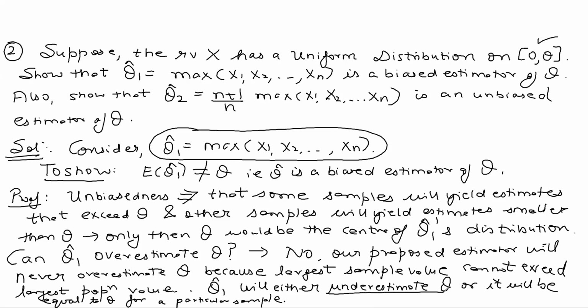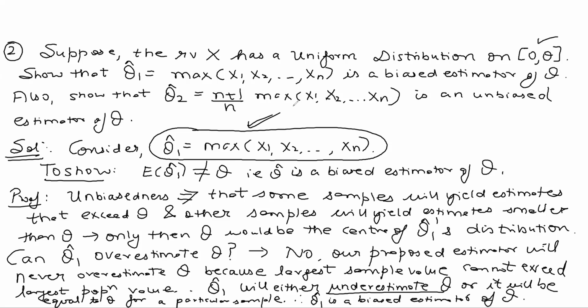Why underestimate? Because the sample value can be less than the population value, or the sample value can be equal to the population value. But the sample value cannot exceed the population value because the sample comes from the population. So if we go by this logical argument, we understand that theta 1 hat, which is max of x1 to xn, is a biased estimator of theta.